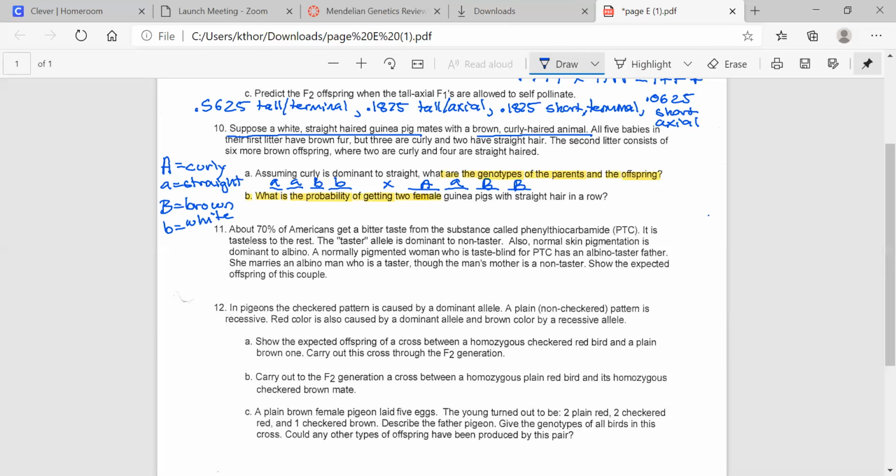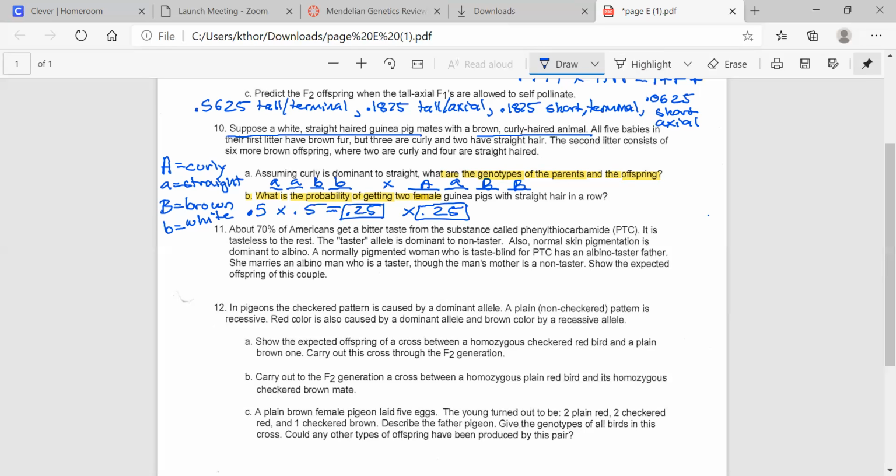Okay. What is the probability of getting 2 female guinea pigs with straight hair in a row? Oh boy. All right. So this is going to take some math. To get one individual that is female is going to be 0.5, half and half. Straight hair, that is going to be 0.5. So that would be 0.25, just to get a female with straight hair. And then you'd have to do that again, 0.25 times 0.25. And I believe that's going to be 0.0625.